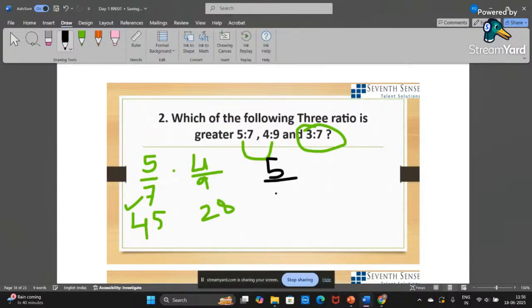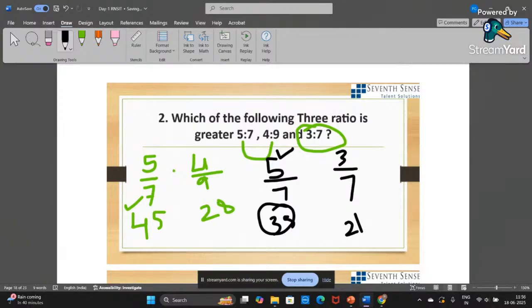5 by 7 and 3 by 7. Then 5 sevens are 35. Then 3 sevens are 21. Among those two, this is the bigger number. So among these three, 5 by 7 is the bigger number. 5 by 7 is the bigger number.